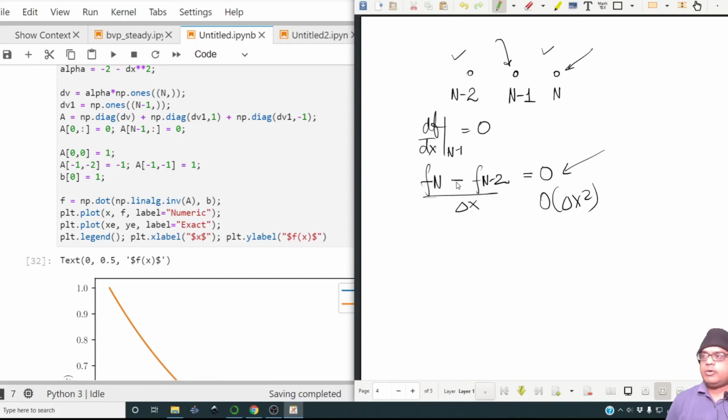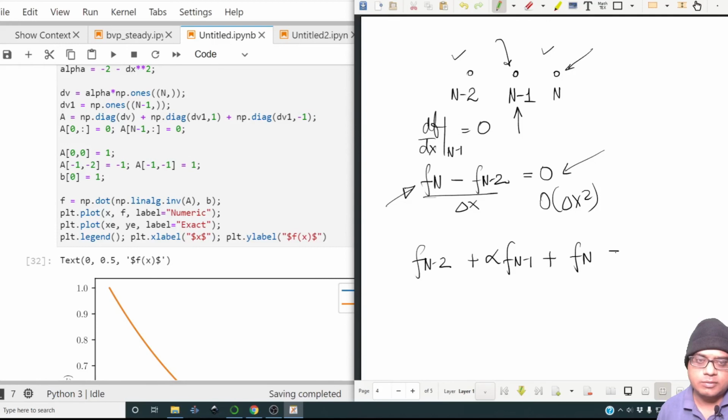But what do I gain with this? I now have introduced an extra node. So I can write down the equation that I had for the interior nodes for the boundary node as well. So now I can have f n minus 2 minus 2 f n minus 1, or rather plus alpha f n minus 1 plus f n equal to 0.